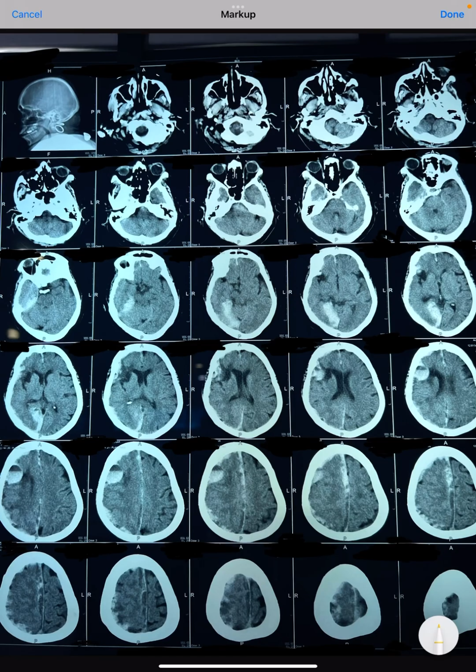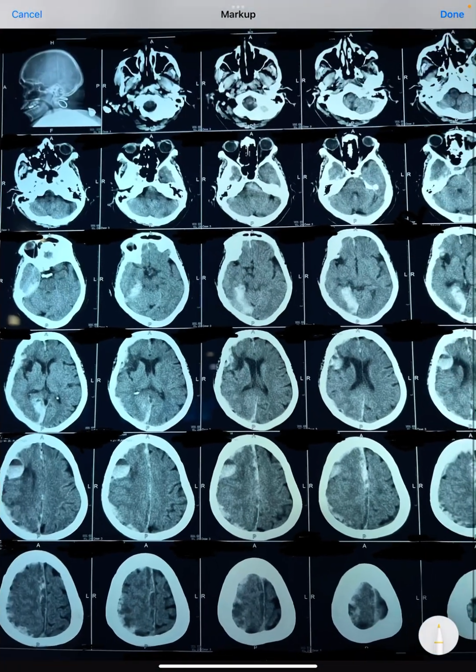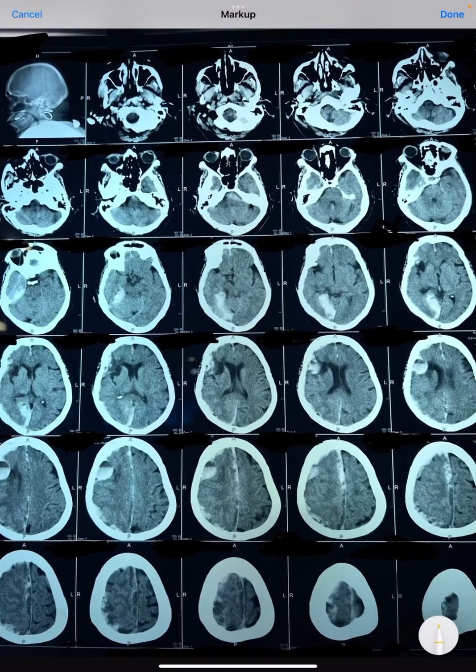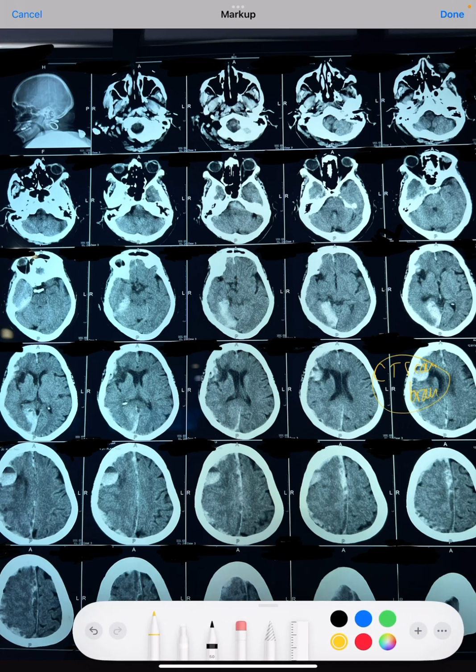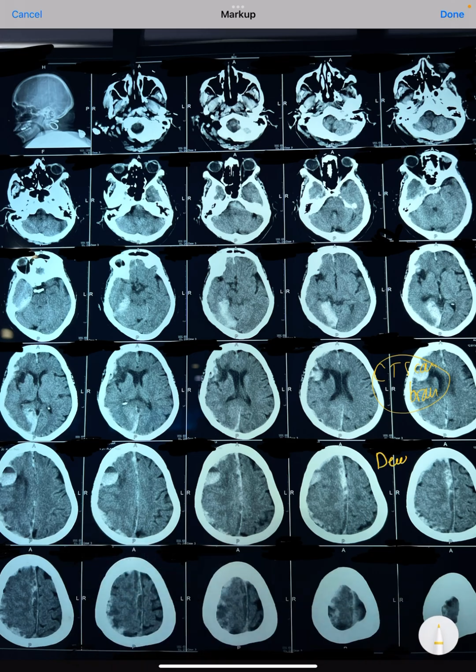Now, this is a very interesting CT scan of the brain, where you can simply pause and try to find out what the problem is. What we can see, okay, this is a CT scan of the brain. Whenever we are looking at a CT scan of the brain, we must know that the hyperdense or dense white structures on the CT scan are either blood, calcium, or bone.